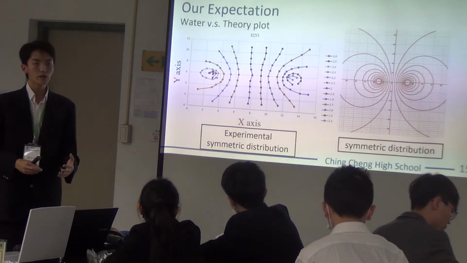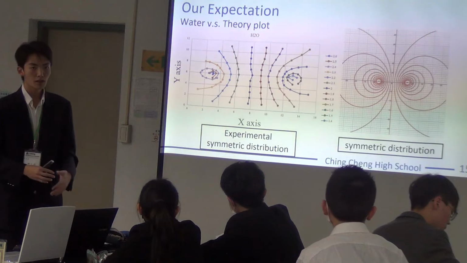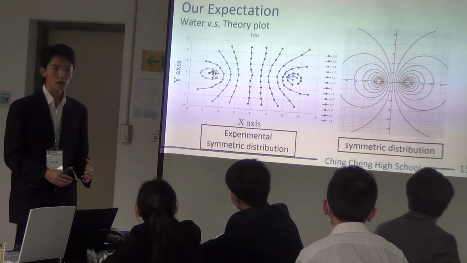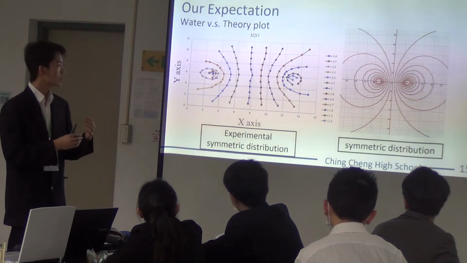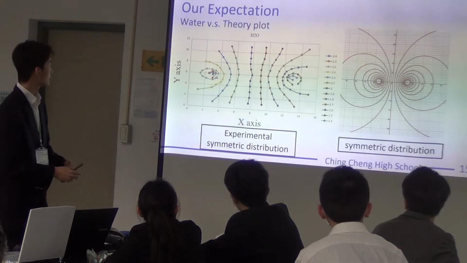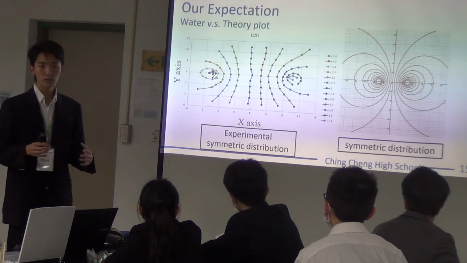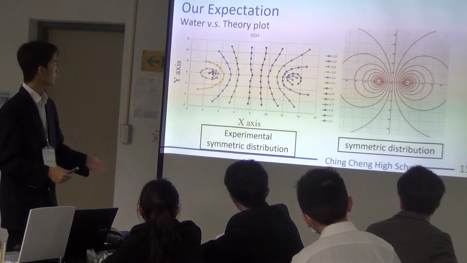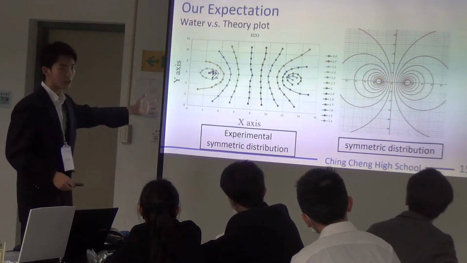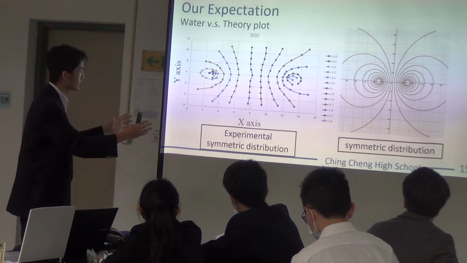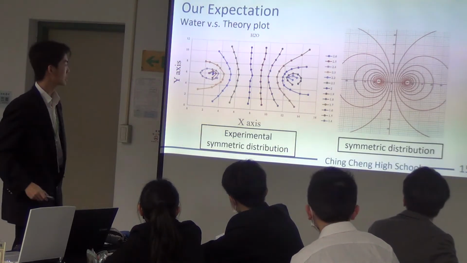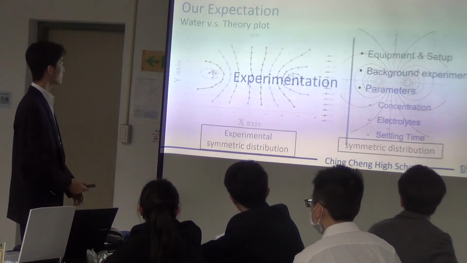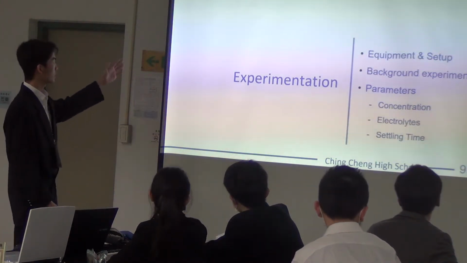Also we use water as our expectation because we think that the deviation of the equipotential line is due to the dissociation of the electrolyte. With water, there is little dissociation. So we could see this as our expectation, a symmetric distribution of the equipotential lines. And this is our theory, symmetric distribution. Here I will move on to my experimentation.